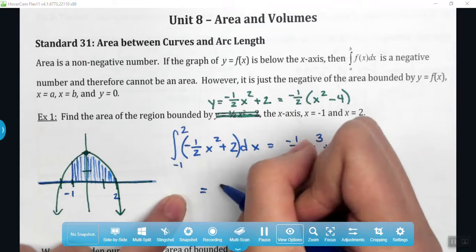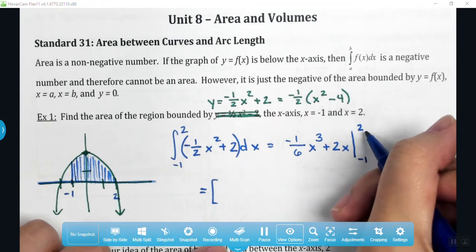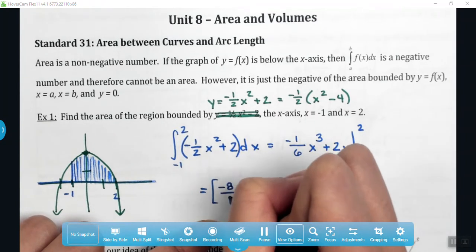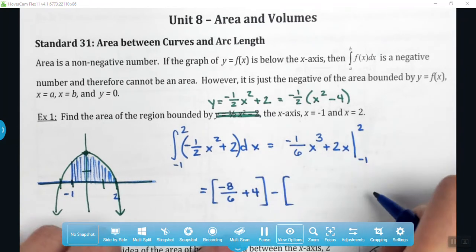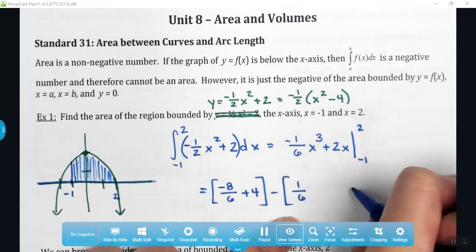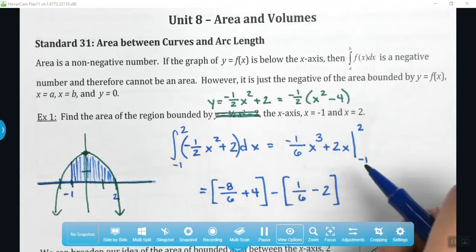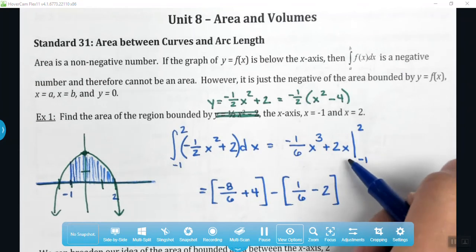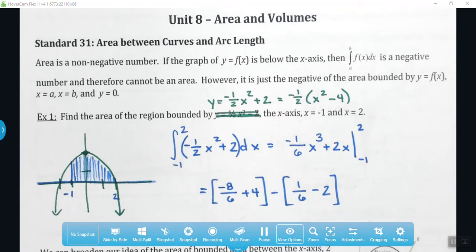And then we just plug it in and leave it. If it's free response, we want to leave it unsimplified so we don't make additional errors. So it's negative 8/6 plus 4, minus, 1/6 minus 2. It's 2x, and you plug negative 1 in for x. Okay, questions? Easy? Have you already done this? Yeah, you already did this, right?